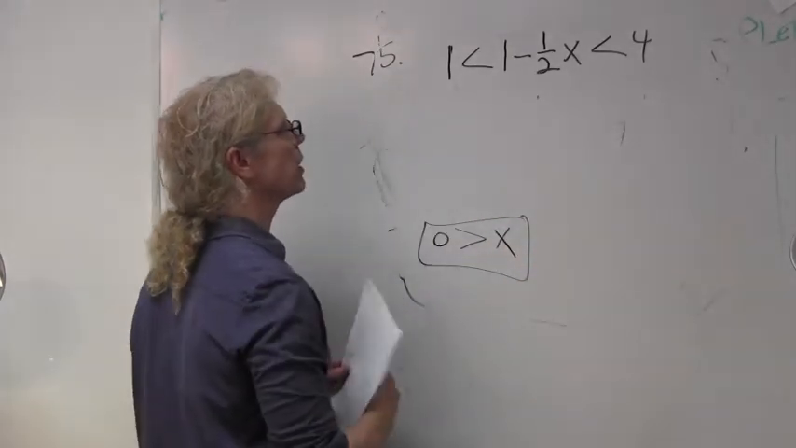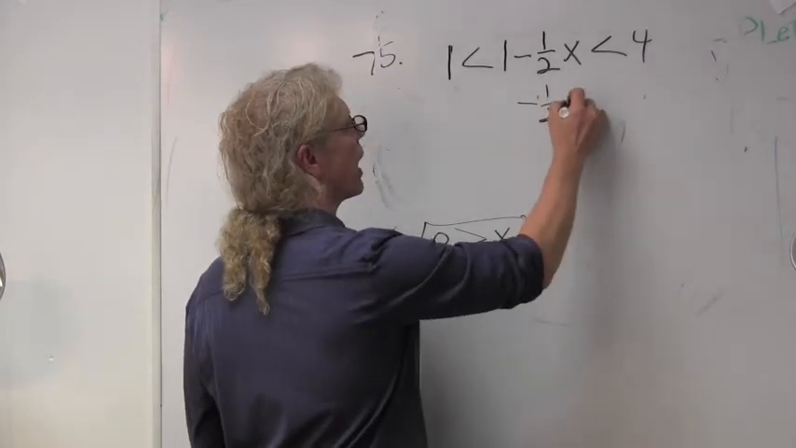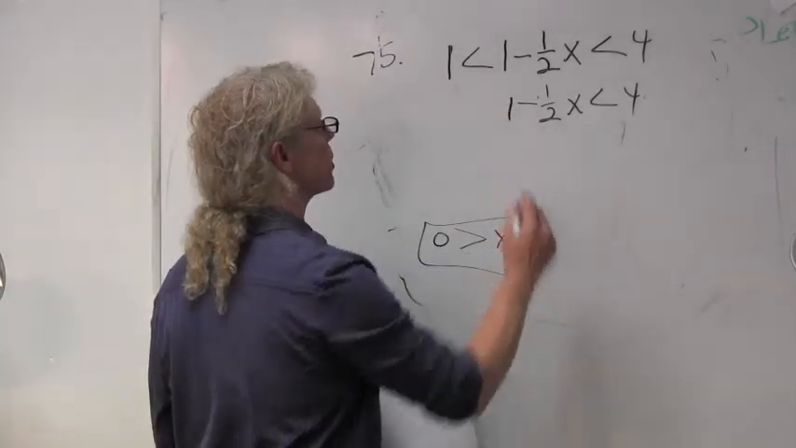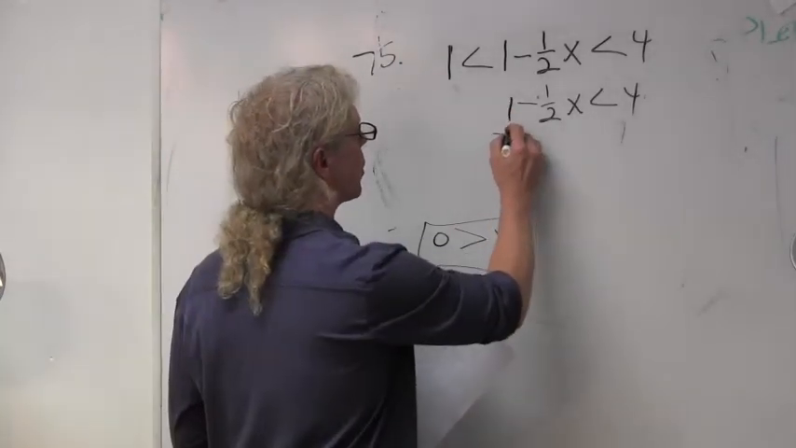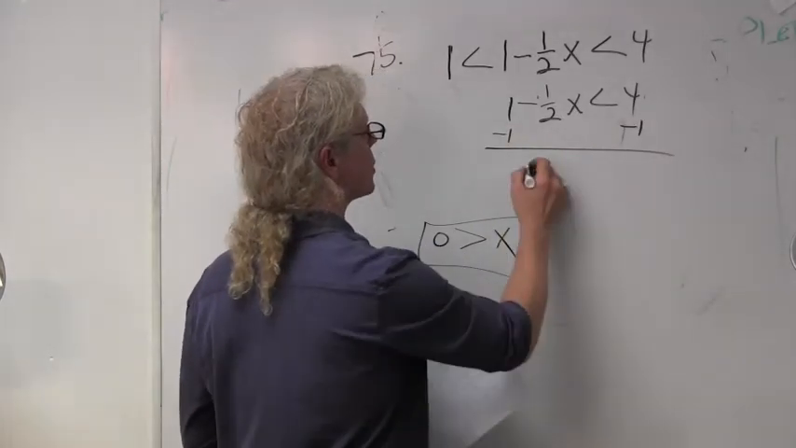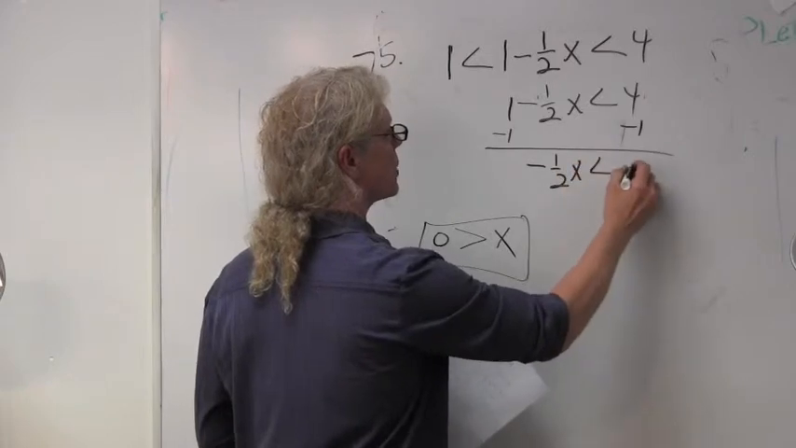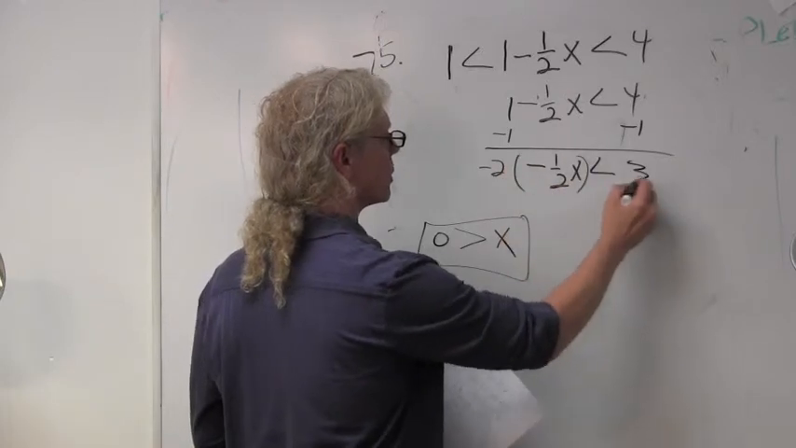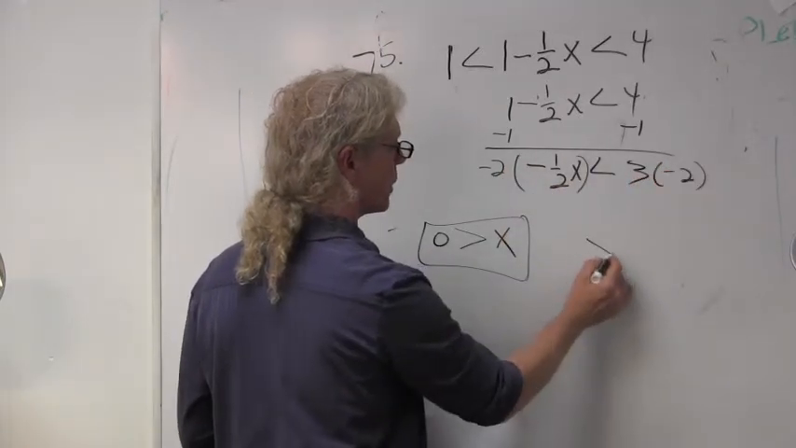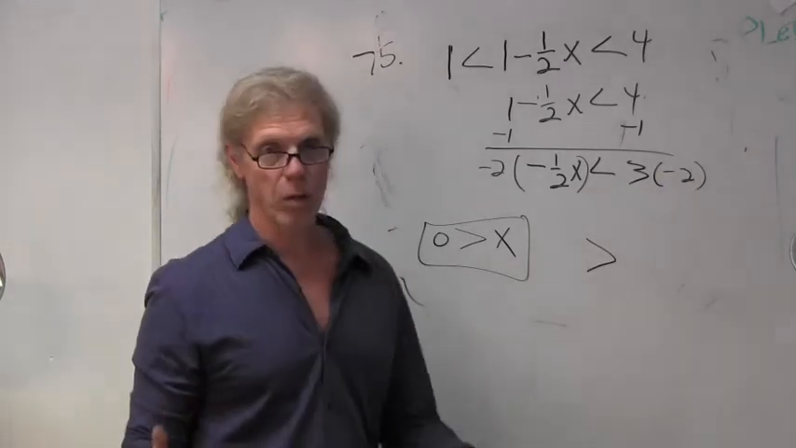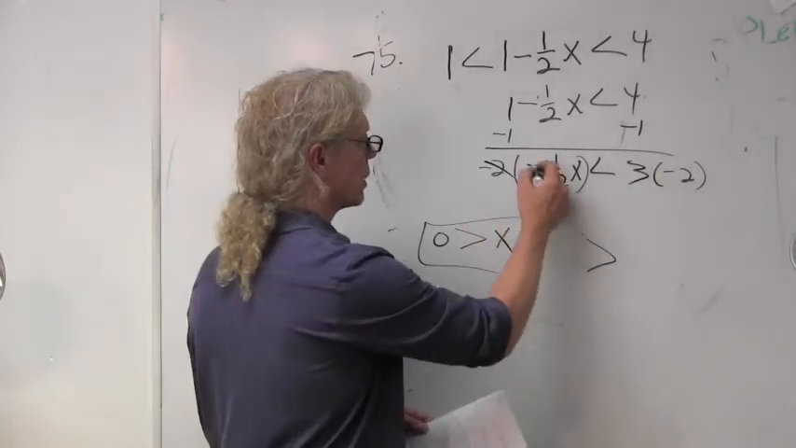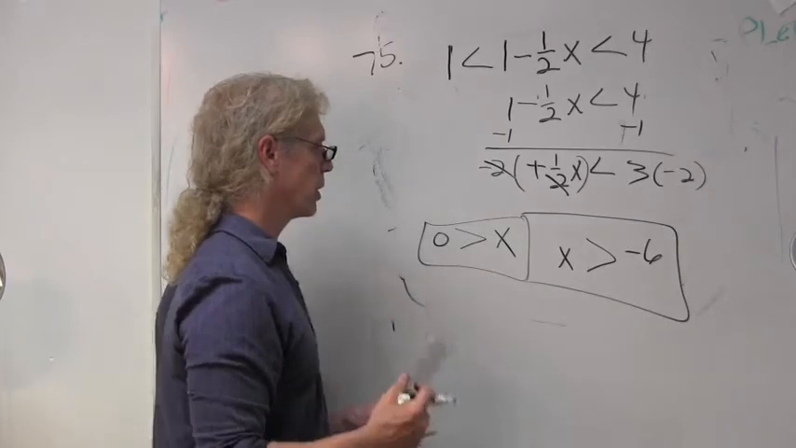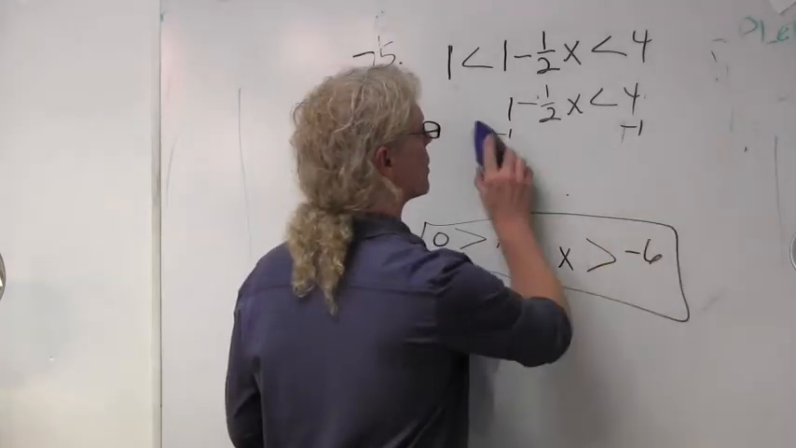Let's take the right side of the inequality. 1 minus 1/2 x is less than 4. Let's take this 1, subtract 1 from both sides of the inequality. Minus 1/2 x is less than 3. Let's multiply by minus 2. We'll be flipping the inequality because we're multiplying by a negative. That gives us x is greater than minus 6. So we have 0 is greater than x and x is greater than minus 6.